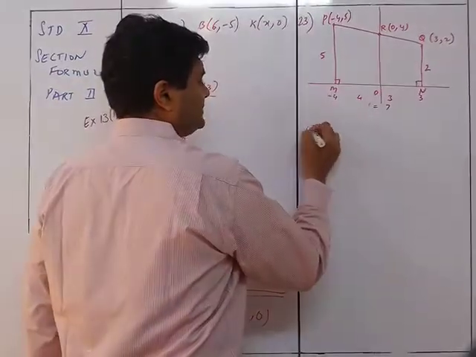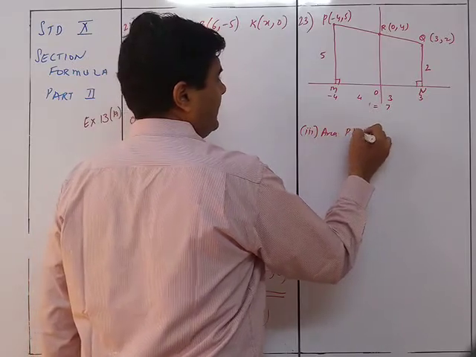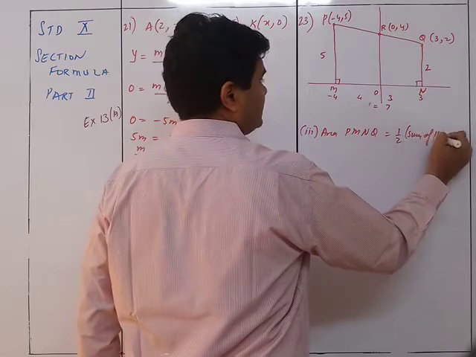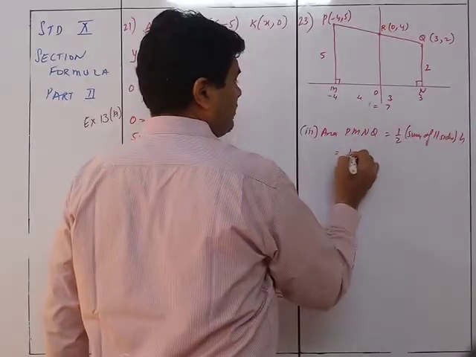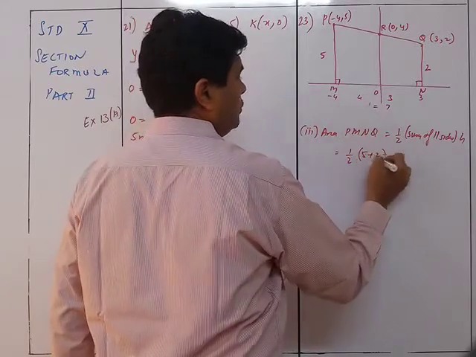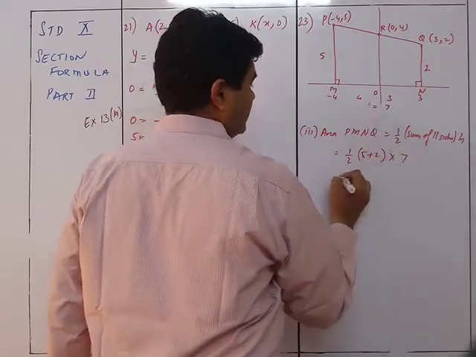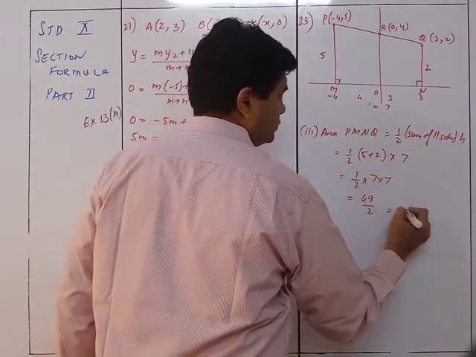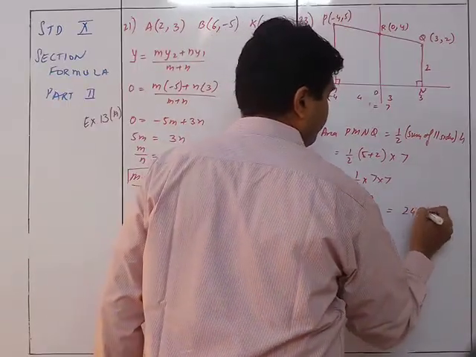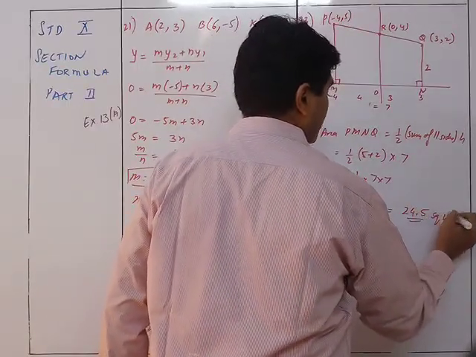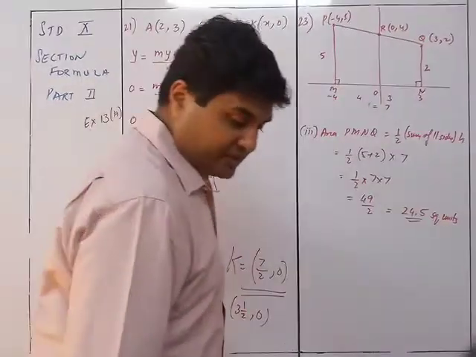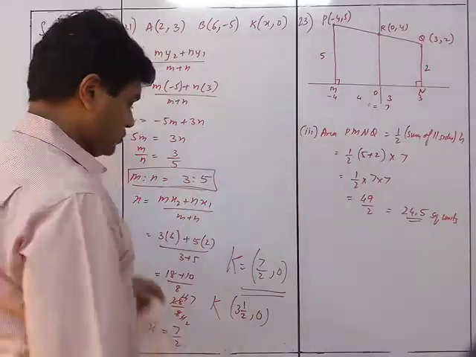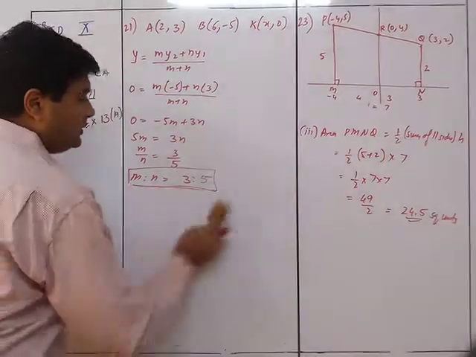Chalo. Third part is area of PMNQ. So that is half into sum of parallel sides into height. So the sum of parallel sides is nothing but 5 plus 2, into height 7. So that's half into 7 into 7. That is 49 upon 2, which is equal to 24.5 square units. That was the easy part. So I just completed that thing. And now we move on to the ratio and the coordinates of R. So first of all, the ratio.